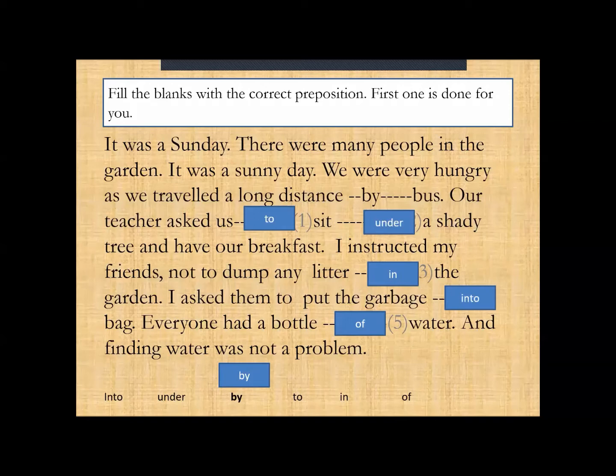Okay, now these are the correct answers. Now check how many answers you have written correctly. Have you got 5 out of 5 or 4? Okay, well done, children. Then let's move on to the next test item.